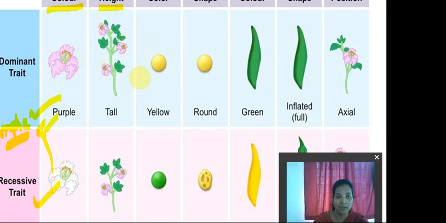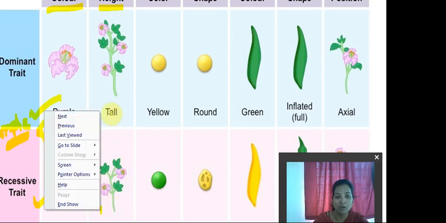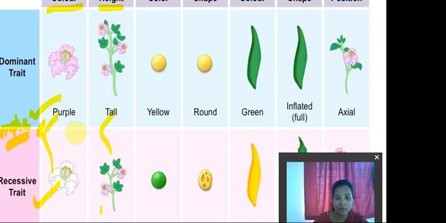Next, plant height. Tall is dominant, and short, which we can also call dwarf, is the recessive character. That means when you cross tall and dwarf, you get only tall in the first generation, F1, students. In the F2 generation, you again get tall as well as dwarf.